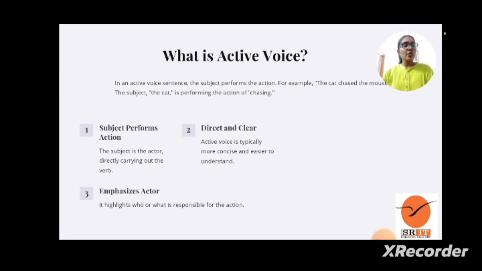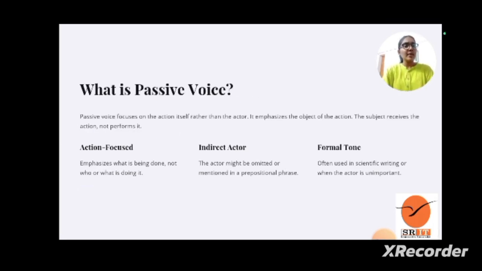In active voice, the subject performs the action, and active voice generally emphasizes the action and is direct and clear. Now, what is passive voice? Passive voice is nothing but the vice versa of active voice. It means that here the subject is replaced by the object, which tells that the object does the action and the subject receives the action rather than performing it.